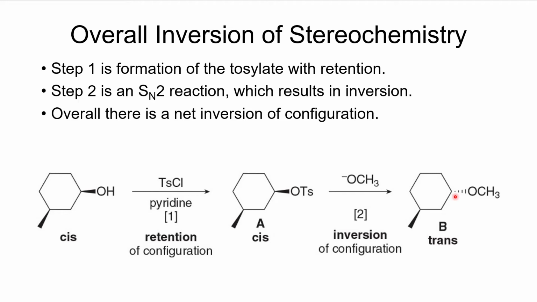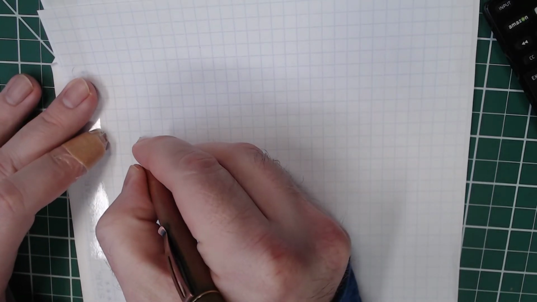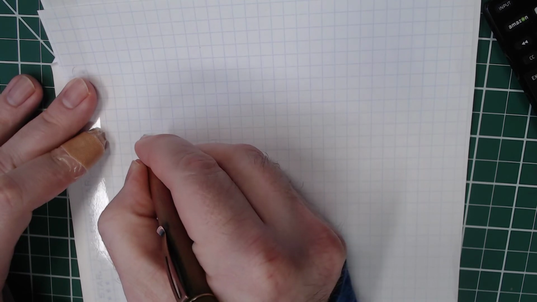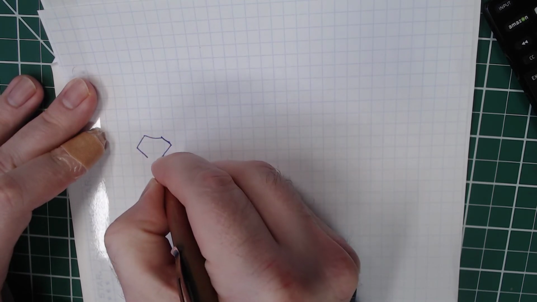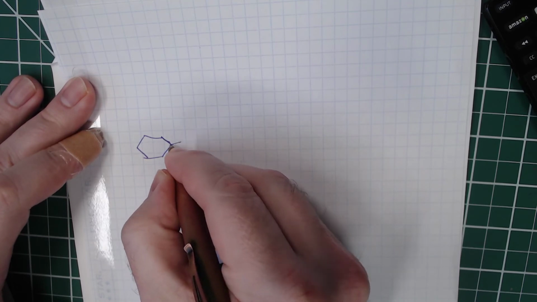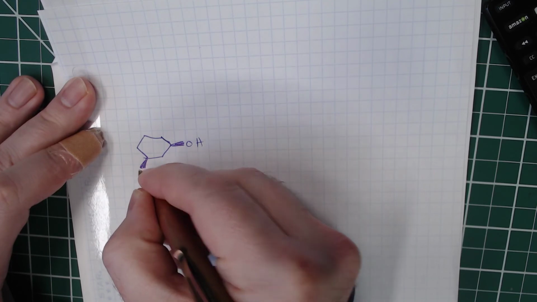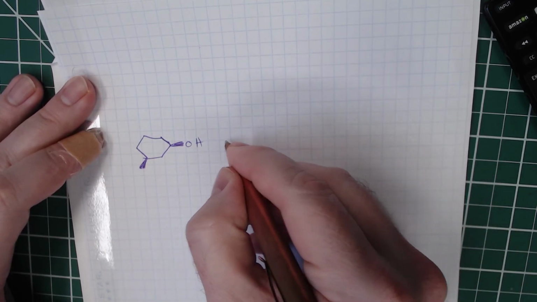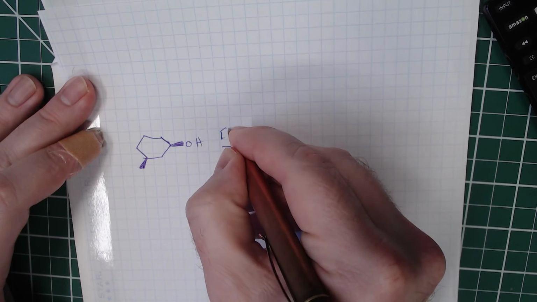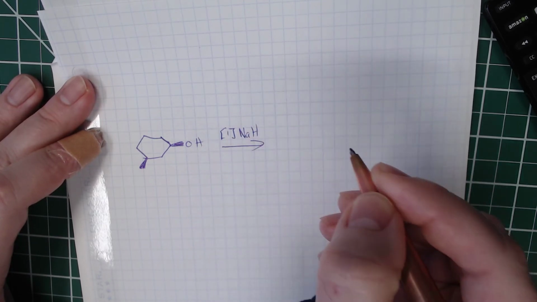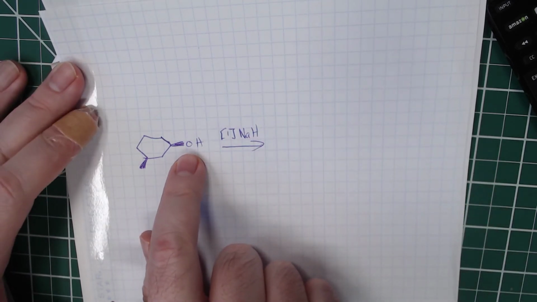If you wanted to get the cis of this, so let's say you wanted the cis version of this molecule instead of the trans version, what we could do to get the cis version is use reactions that we know. So starting with this alcohol, OH, the same starting material, in our first step, we can use sodium hydride. That would deprotonate this and make an alkoxide.